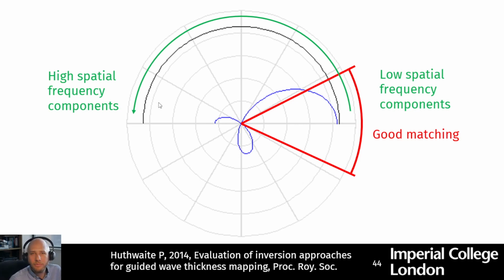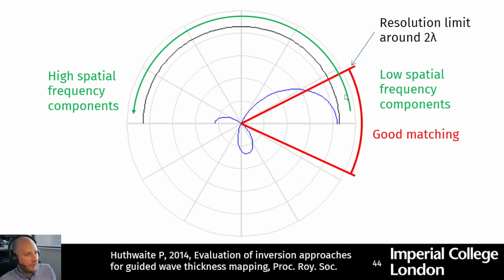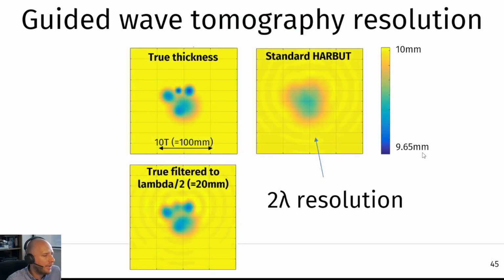After that, it's not good matching, and it's not really good enough. And therefore, we're limited on how high spatial frequency components we can actually pull out. So we're only up to this particular point. And this corresponds to a resolution limit of around 2 wavelengths. So as mentioned, this is for the A0 mode, and I think it's 50 kilohertz for about a 10 mil thick plate. So that's our finding, and this was something that wasn't understood at all really before. So that's where our resolution limit is coming in, and that explains this issue that you can see here.